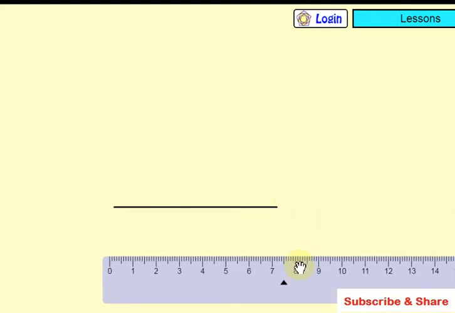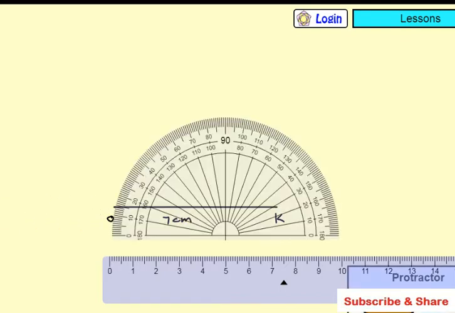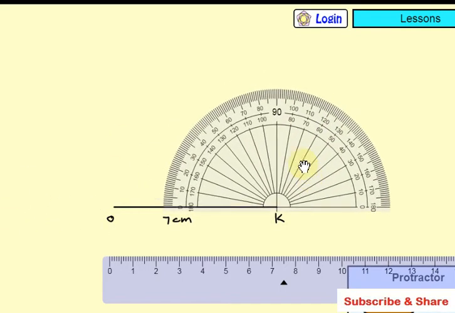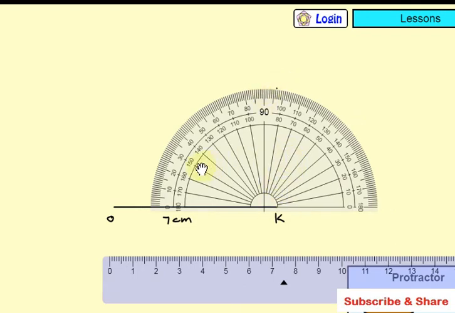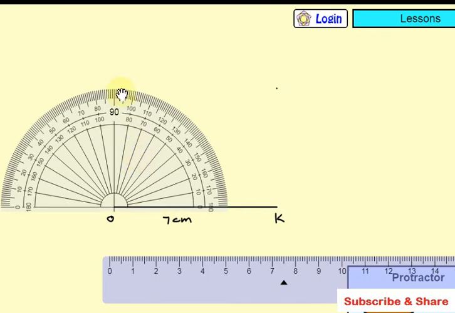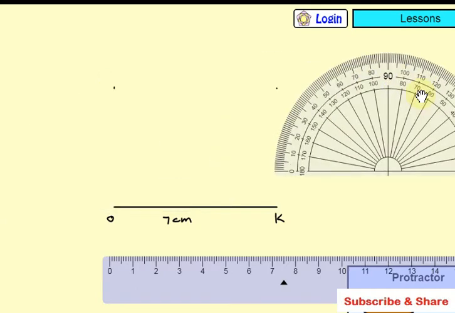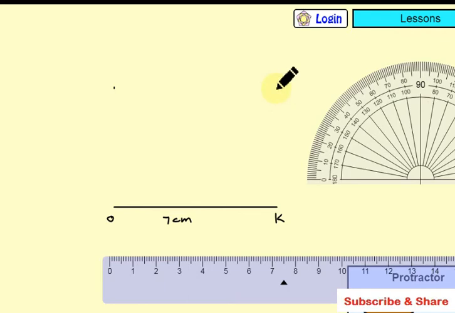So this is O and this is K. So this will be 7 centimeter. So next we have to draw a perpendicular line of 90 degree. Mark a 90 degree point from K as well as from O, because a rectangle has 90 degree at each corner. So we have to draw 90 degree. So this will be the 90 degree point.